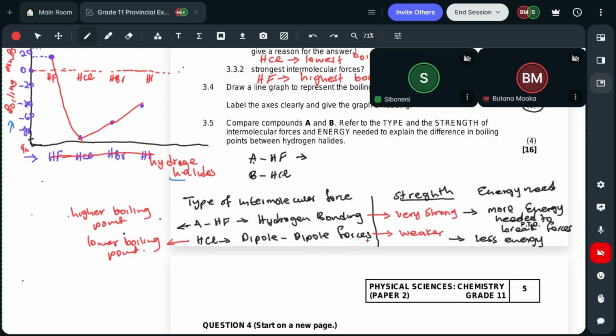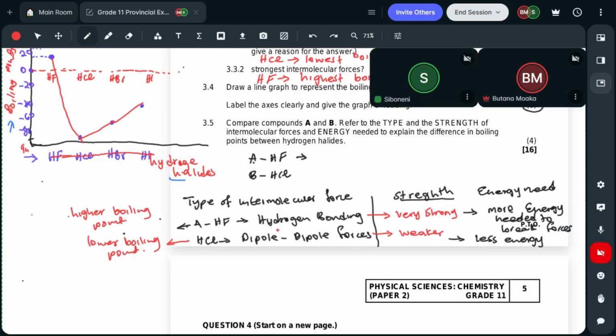dipole forces. But how come HCl isn't a hydrogen bond? Why isn't HCl a hydrogen bond? Why is it not a hydrogen bond?